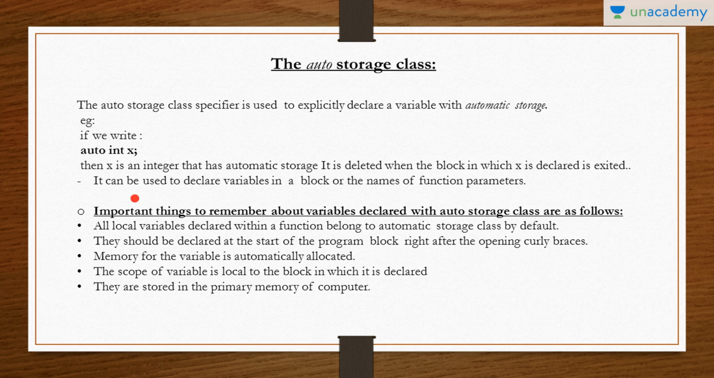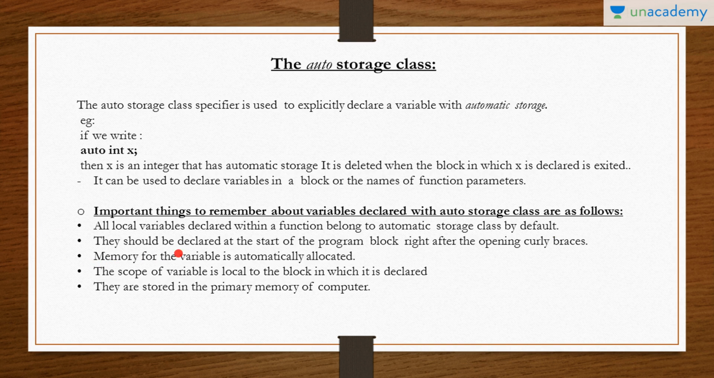It can be used to declare variables in a block or the names of function parameters. Now let's see the important things to remember about variables declared with the auto storage class. All local variables declared within a function belong to the automatic storage class by default, which means you do not have to do it manually. Extra effort is not required for that.